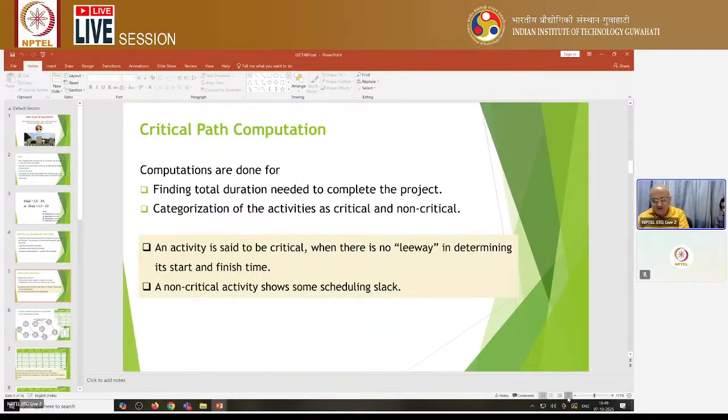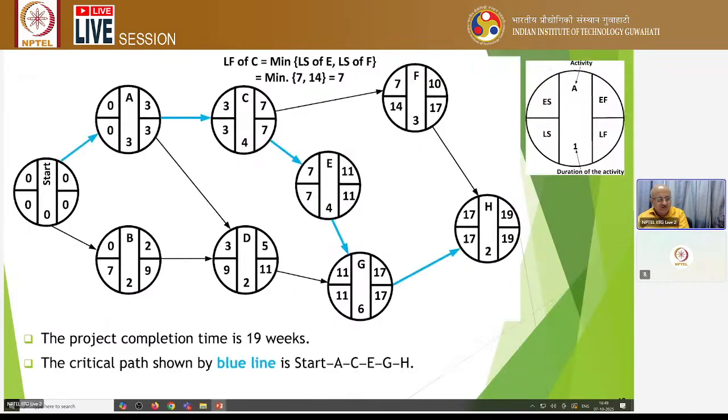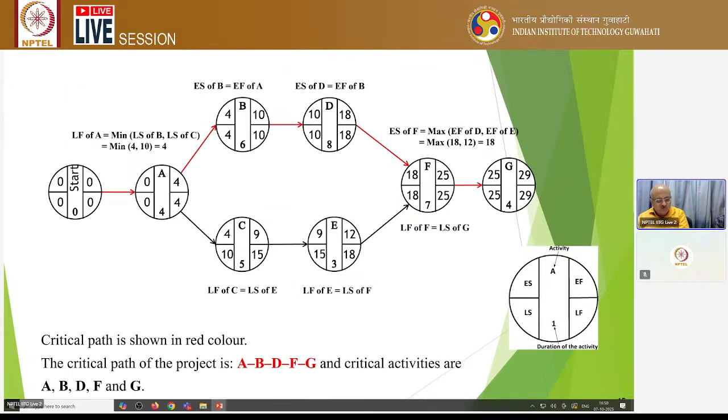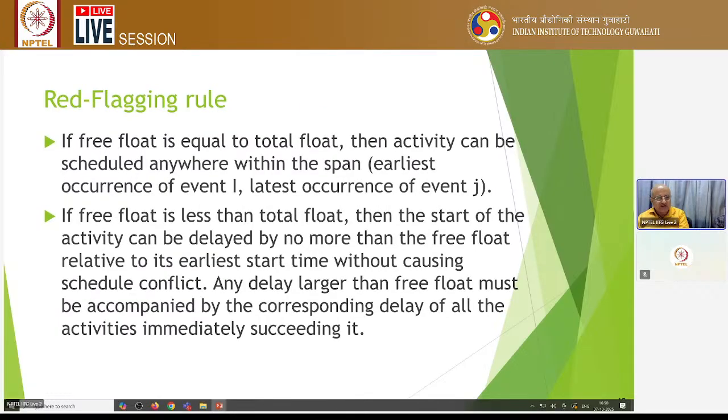And in terms of the Taha book's terminology, some activities have to be red flagged. That means there may be float, but you have to red flag it, because if you delay it, then other things get affected. If free float is equal to total float, then the activity can be scheduled anywhere within the span, between the earliest occurrence of event I and the latest occurrence of event J. But if free float is less than total float, then the start of the activity can be delayed by no more than the free float. Free float is free to you. That means you can always use it relative to its earliest start time without causing schedule conflict. Any delay larger than free float must be accompanied by a corresponding delay of all the activities immediately succeeding it. So this is called the red flagging rule.